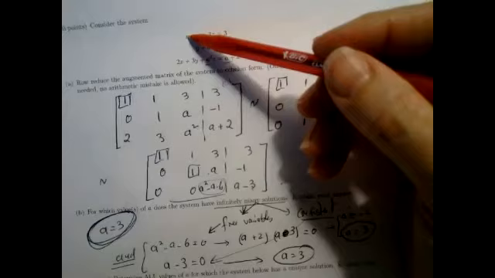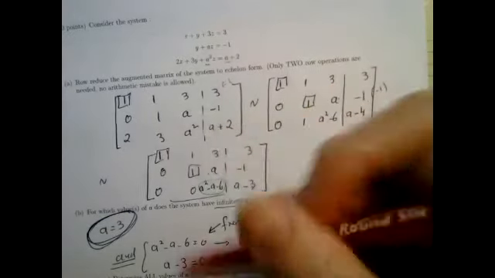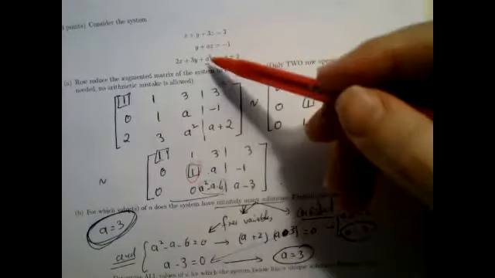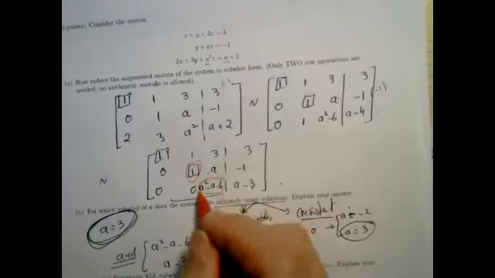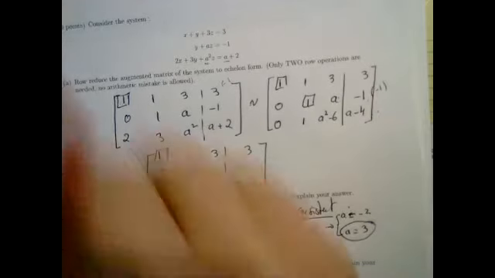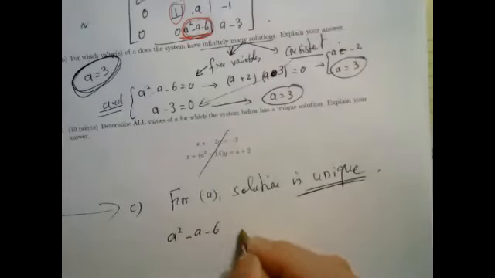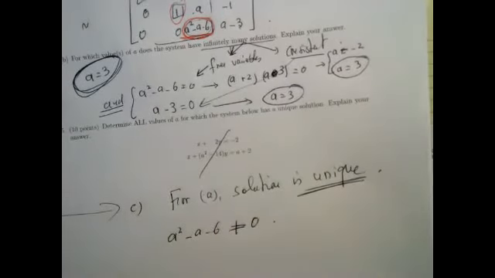What guarantees every column has a leading? This one has a leading. It means in terms of my situation, X is basic. No question asked. Y is basic because I have a leading. So it's only Z that may or may not be basic. But if I want a unique solution, I want Z to be basic. It means I need a squared minus a minus 6 to be non-zero. That's the only thing I need.